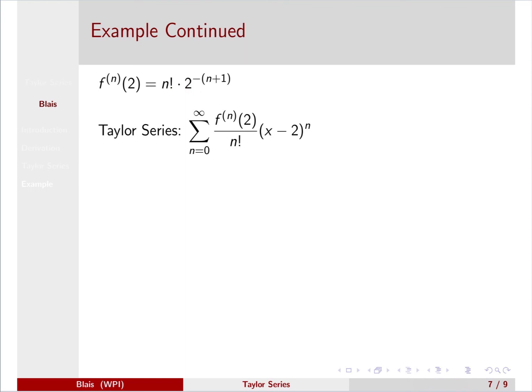Which means we now can write down our Taylor series. Sum n goes from 0 to infinity. That nth derivative of f at 2 is n factorial times 2 to the negative quantity n plus 1, over n factorial, times the quantity x minus 2 to the n. And we see, conveniently, the n factorials cancel.